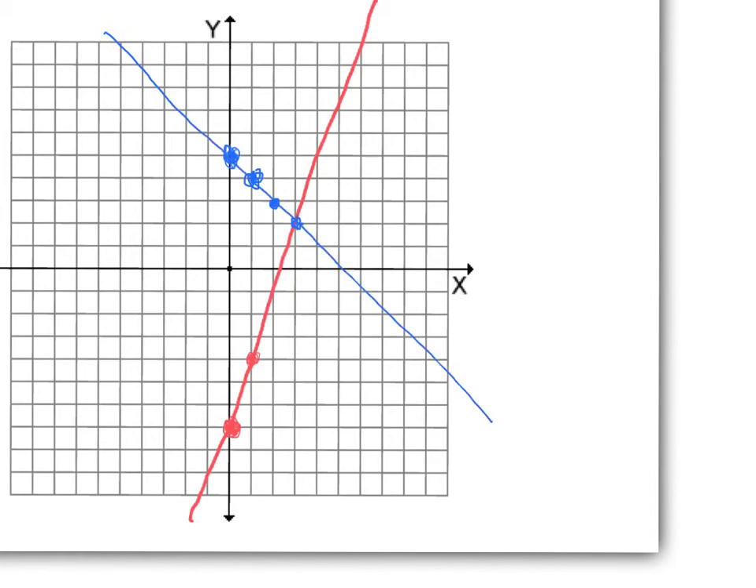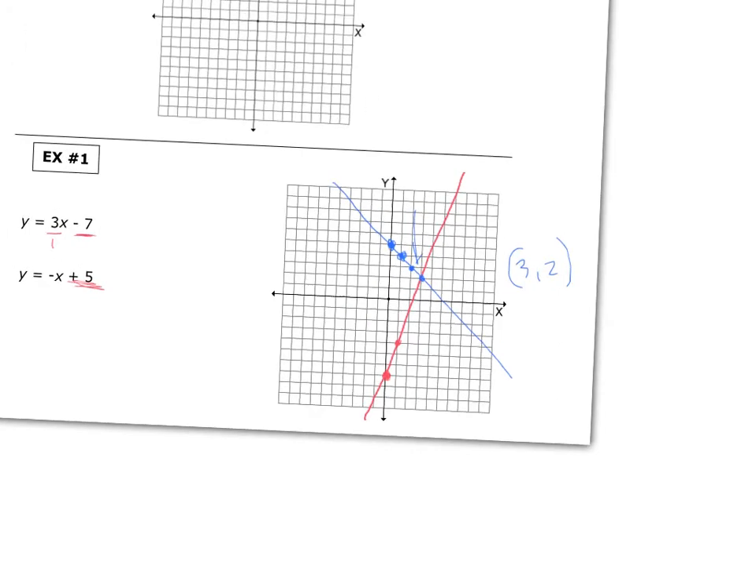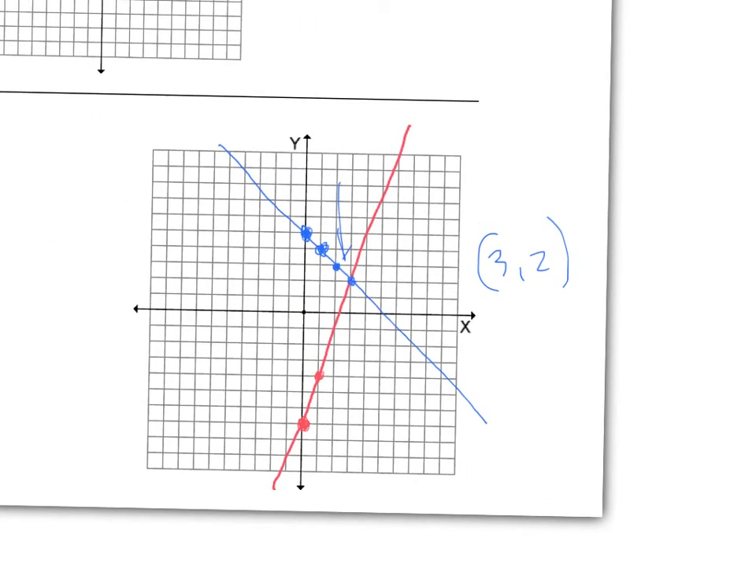solid line. Well, where does this intersect? You can see that right here you have a point 3, 2 as the intersection, so this would be the solution to your system of equations by graphing. Okay, so you'll notice that it intersects at 3, 2, that is your solution.